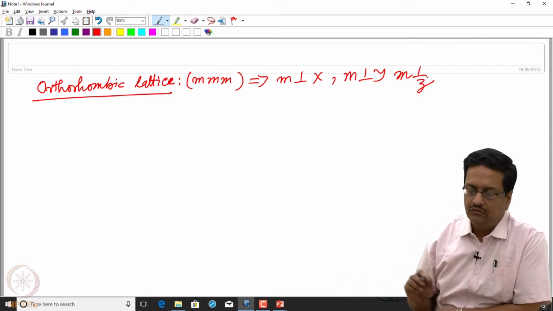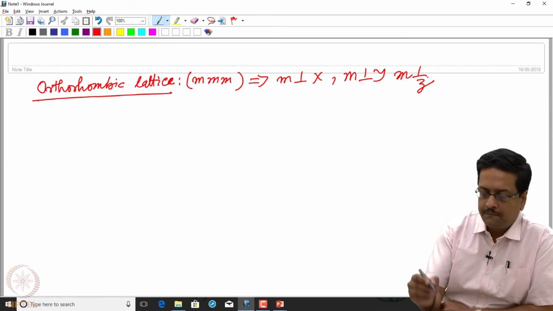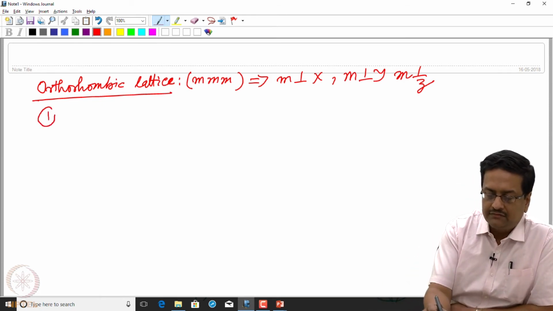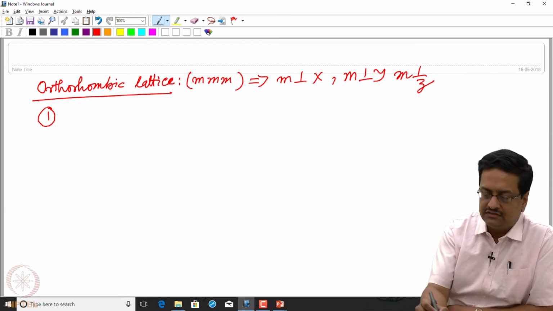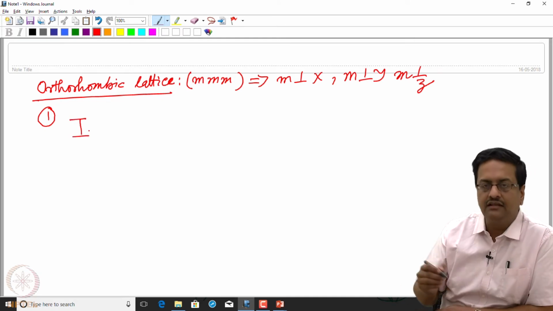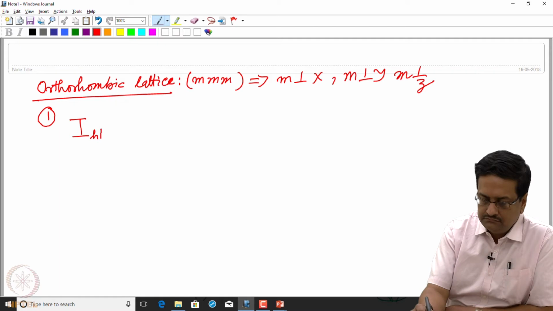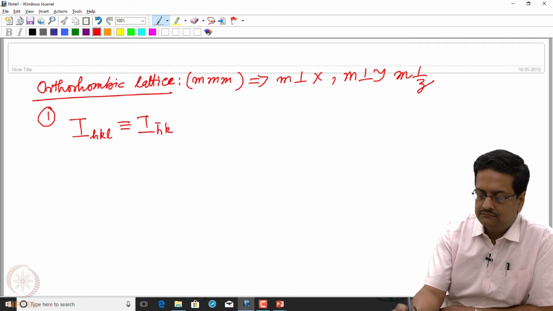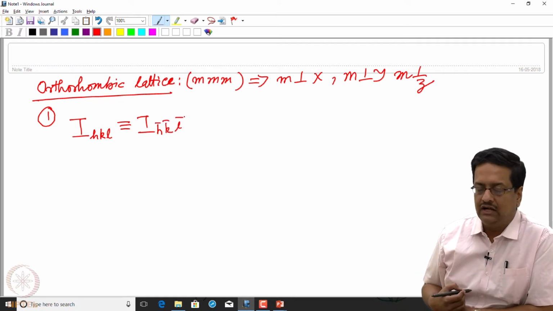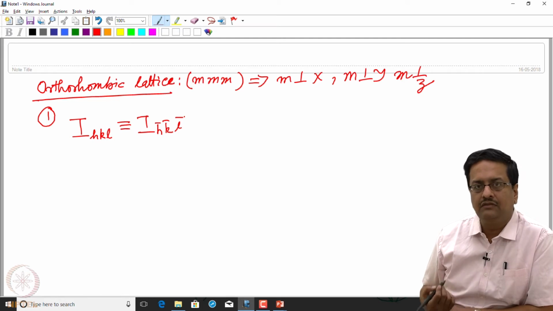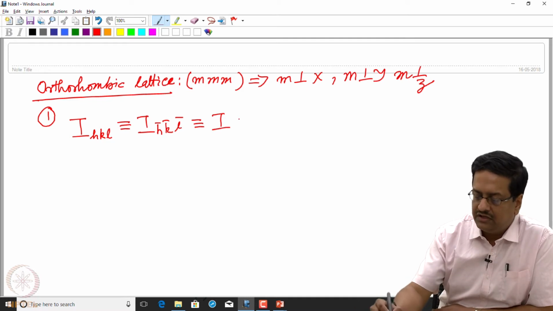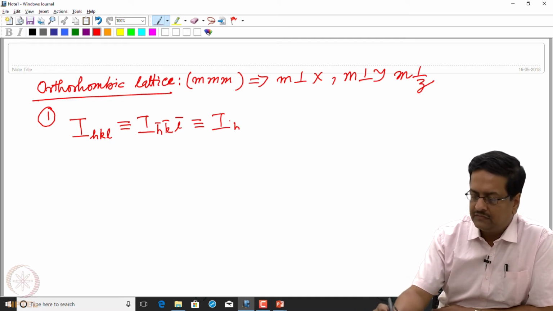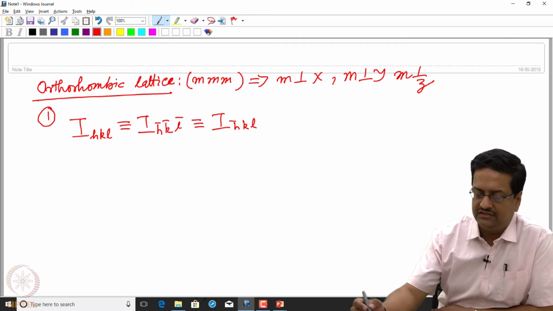So when we have such orthorhombic system, we have the condition satisfying these three symmetries resulting into the intensities of different sets of HKL reflections to be equivalent. So I(HKL) is equivalent to I(H bar K bar L bar), which is Friedel's law. Then it is equivalent to a mirror perpendicular to X, indicating H bar KL is also same as HKL.